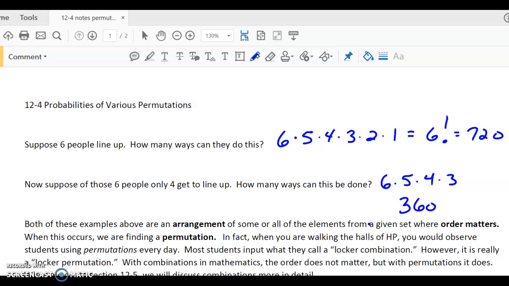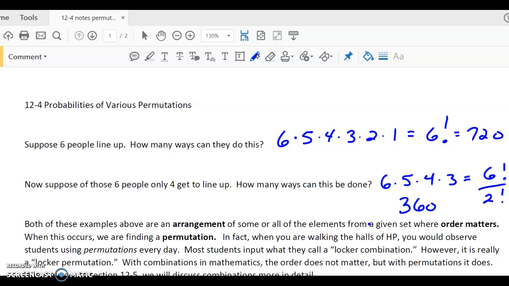Now how would you write that as a factorial? Well, we have 6 factorial, but we have to find a way to eliminate the 2 and the 1, so we would divide by 2 factorial. Both of these examples above are an arrangement of some or all of the elements from a given set where order matters. When this occurs, we are finding a permutation.